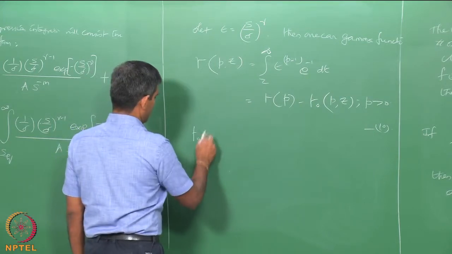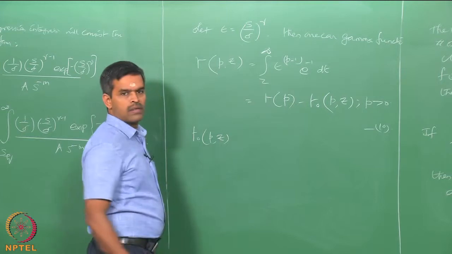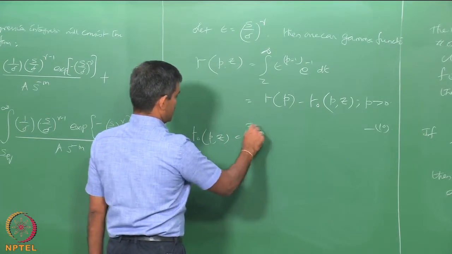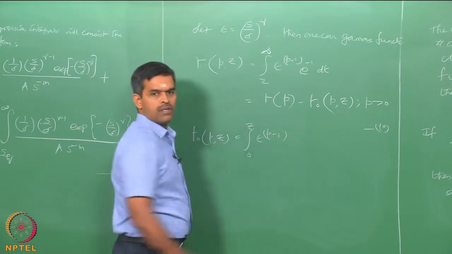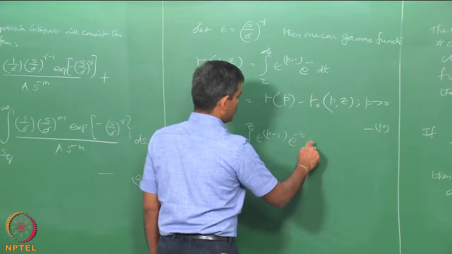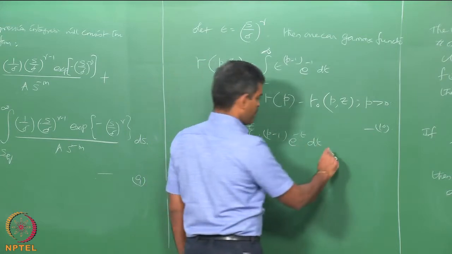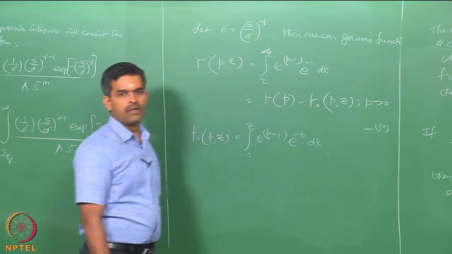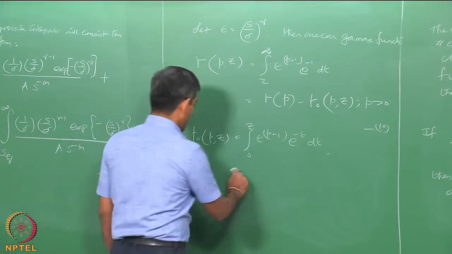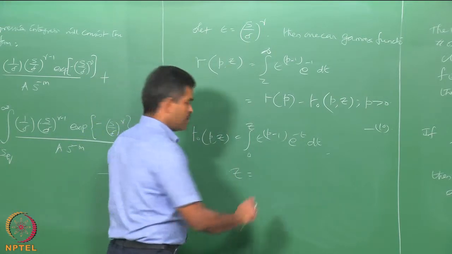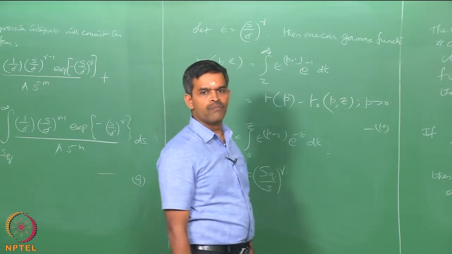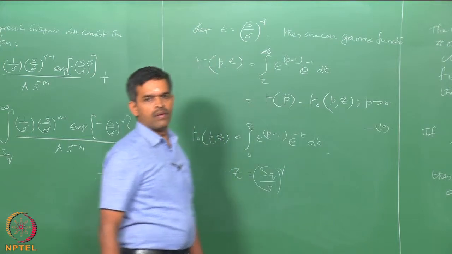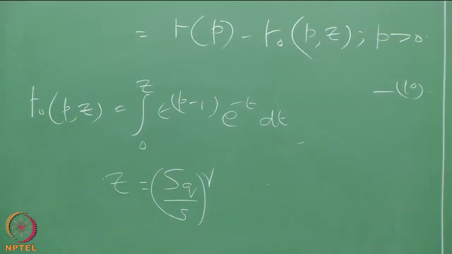Gamma 0 of p and z is also written as the integral from 0 to z of t to the power of p minus 1, e to the power of minus t dt, and z is actually s q by delta to the power nu. These gamma functions can be easily evaluated using a MATLAB program.